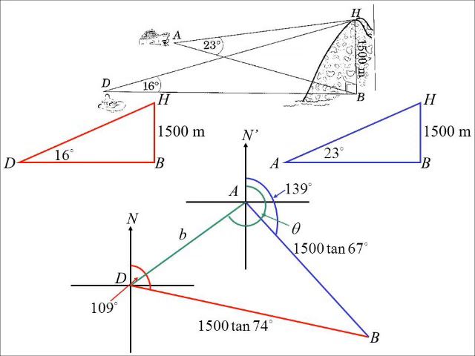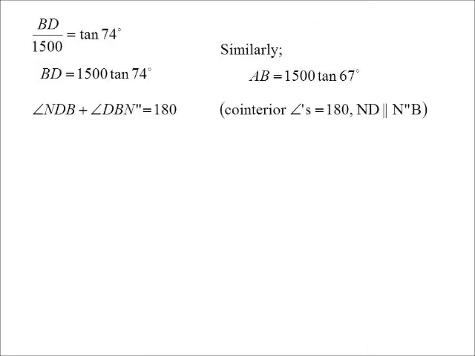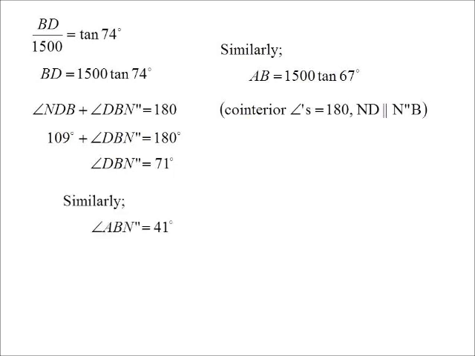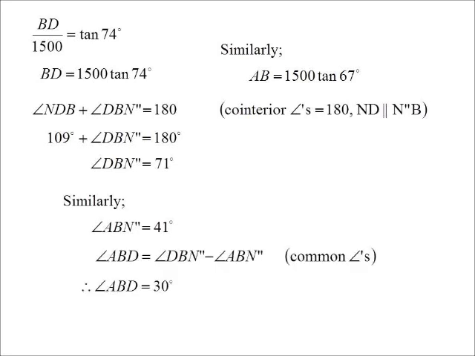Well, if I just draw another compass over at B, all those norths, of course, are going to be parallel lines. I should be able to use some geometry here. So NDB plus DBN double dash would be 180, co-interior angles. From that, I can get angle DBN double dash, 71 degrees. I could go through a similar calculation and work out ABN double dash is 41 degrees. So ABD, again a bit more geometry, will be DBN minus ABN. So ABD is 30 degrees.